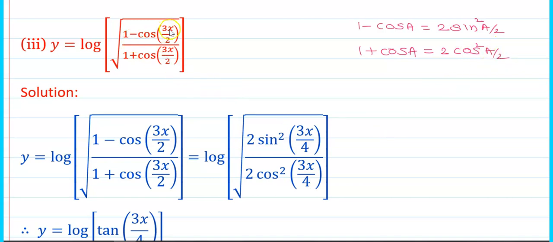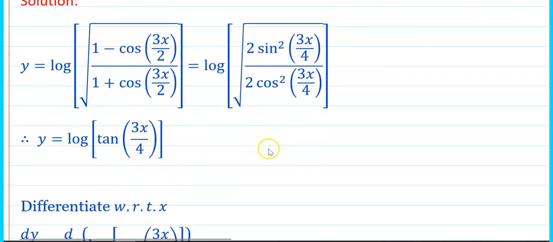Therefore, 1 minus cos of 3x upon 2 is 2 sine square of 3x upon 2 divided by 2, which means 3x by 4. 1 plus cos of 3x upon 2 means 2 cos square 3x upon 4. These 2 get cancelled. Sin square x upon cos square x is tan square x. Tan square x, and here the root sign: square and root sign get cancelled.